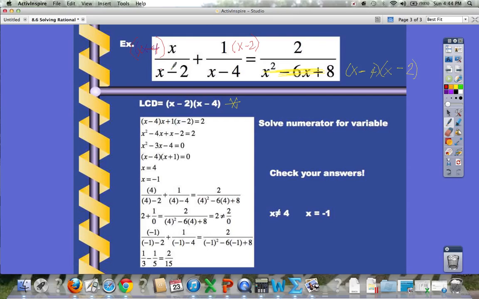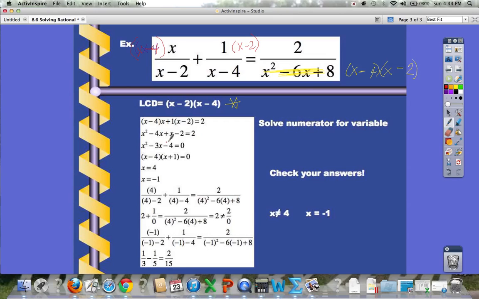So then I can just forget about the bottoms right now and simply solve the top for x. So I set x minus 4 times x plus 1 times x minus 2, does that equal 2? I distribute, and I get x squared minus 4x plus x minus 2. When I distribute, put it all together, it equals 2.